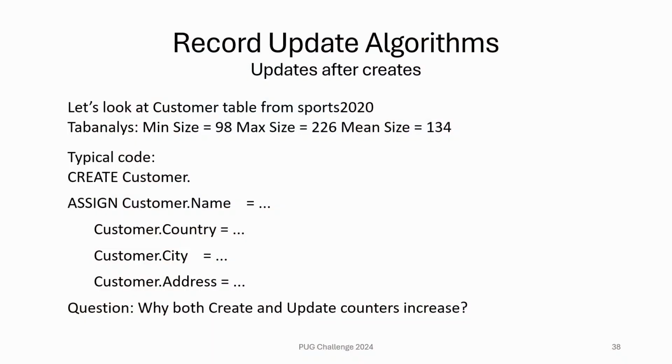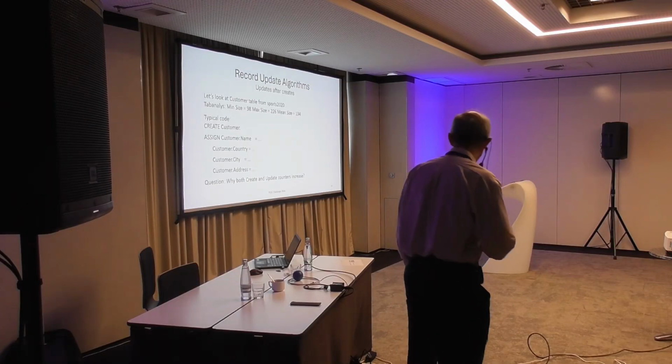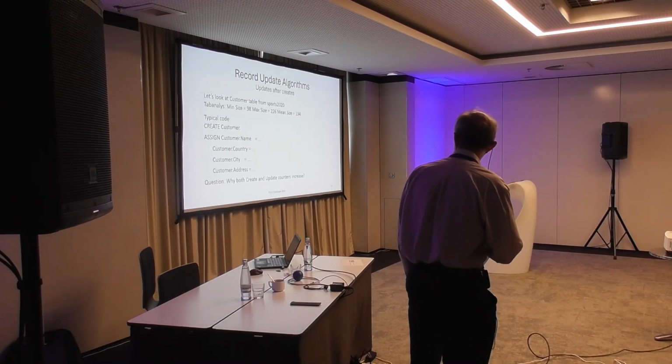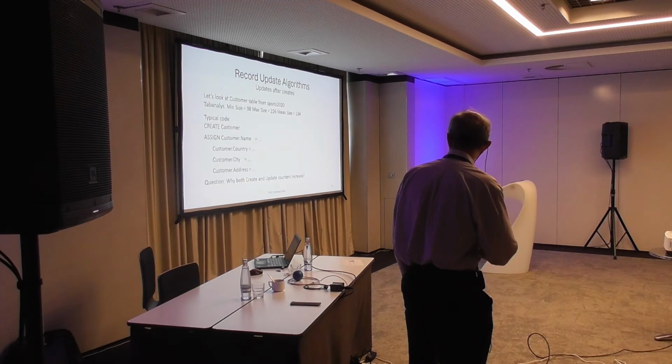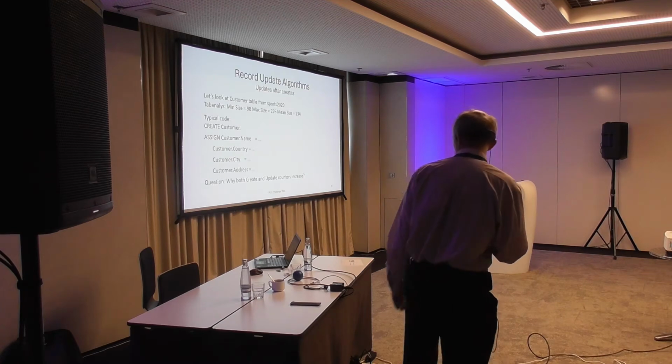Okay, and now let's look at the source of fragmentation. The example here is from the sports database, and this is a table Dbanalys for that, and simple code. You've probably seen this code many times. The question to the audience is: why do both create and update counters increase?